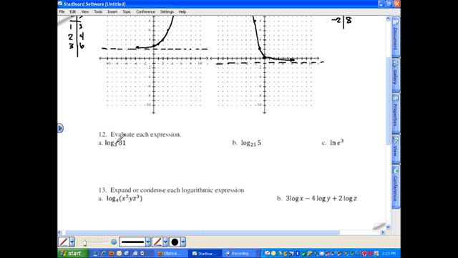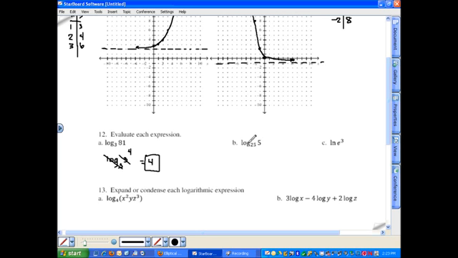Okay, 12. A, B, and C we need to evaluate. Evaluate means give the value of the expression. Log base 3 of 81 has a value. Now one of the properties of logarithms that we learned about is a logarithm with a base of 3 would cancel an expression that has a base of 3. So if we can change 81 into 3 to the 4th power, then the log base 3 cancels the base of 3, leaving a 4. So the answer is 4.